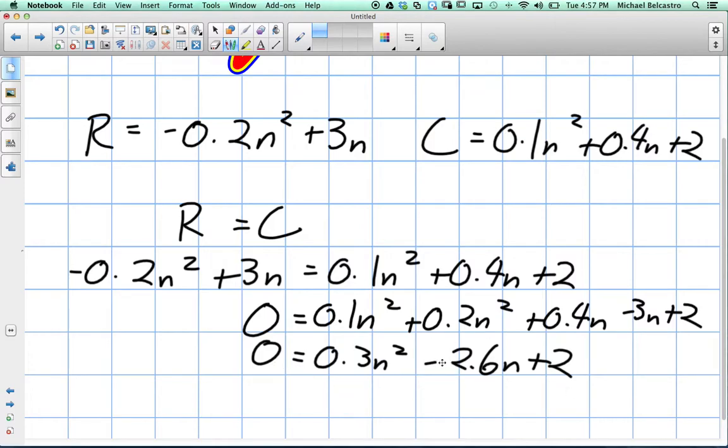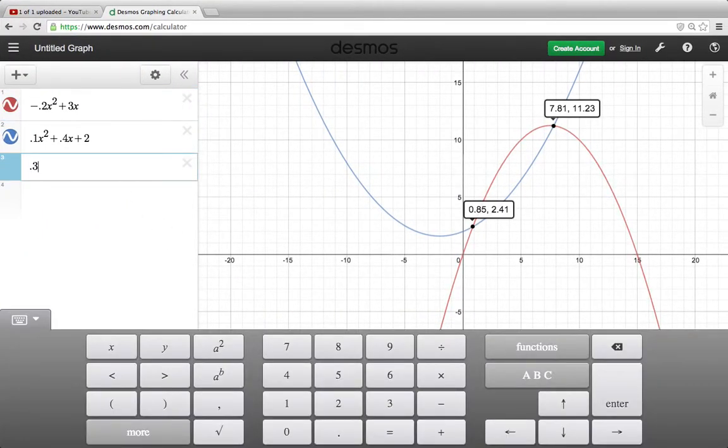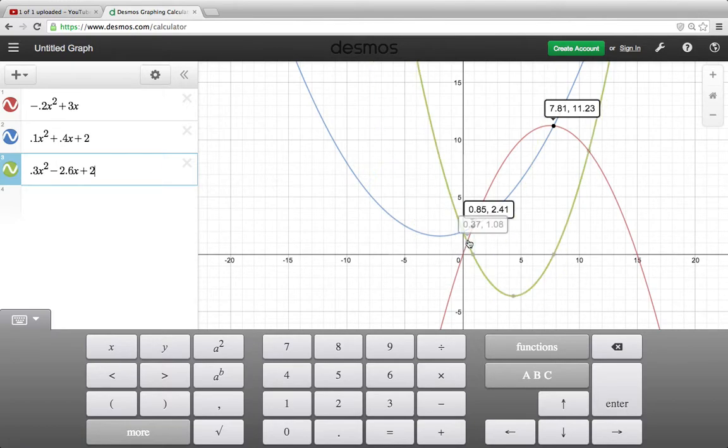This is our new quadratic. So this gives us a new function. And instead of going through the whole process of finding x-intercepts, we're going to graph this. So 0.3, negative 2.6, and 2. Is that right? That's right. So if you notice, one of our break-even points is 0.85 when those two cross.